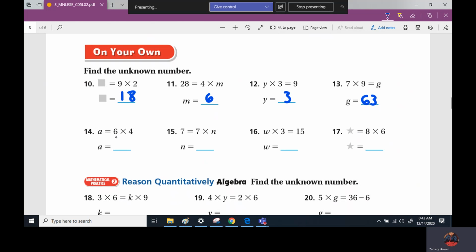4 times 6 is the 24. Oh, I'm sorry. This is 28. Or this is 7. Because 7 times 4 is 28. And then 6 times 4 is 24. 7 equals 7 times what? 1. Because 1 times 7 is 7. W times 3 equals 15. W equals 5. And 6 times star equals 8 times 6. Well, 8 times 6 is 48.